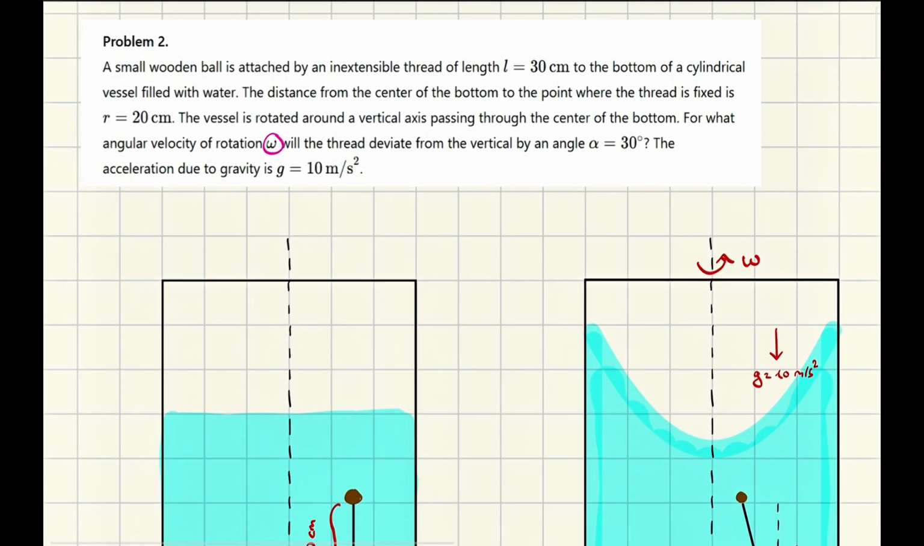A small wooden ball is attached by an inextensible thread of length 30 centimeters to the bottom of a cylindrical vessel filled with water. The distance from the center of the bottom to the point where the thread is fixed is 20 centimeters. The vessel is rotated around a vertical axis passing through the center of the bottom. For what angular velocity of rotation will the thread deviate from the vertical by an angle of 30 degrees? The acceleration due to gravity is 10 meters per second squared.